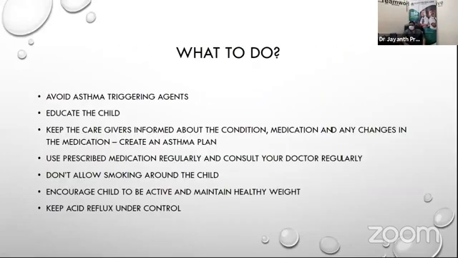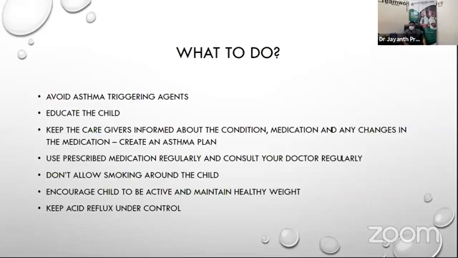What are we going to do about it? First thing, as in the topic of allergy which we have discussed, we have to avoid the triggering agents. The child should be educated on how to avoid these triggering agents, how to identify their symptoms, and when to come to their parents or teachers explaining their symptoms. All the caregivers should be informed about this condition, their medication, any change in the medication, and when to take those medications. This is called creating an asthma plan.